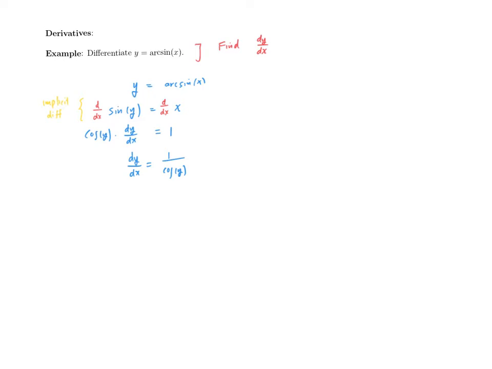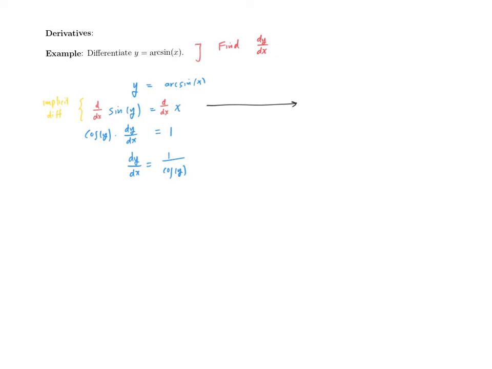But note, this is not quite what we're looking for, right? We want to find the derivative of arcsine of x, which means our formula should only involve the variable x. So could we somehow use the fact that sine of y equals x to rewrite cosine of y? And the answer is absolutely.